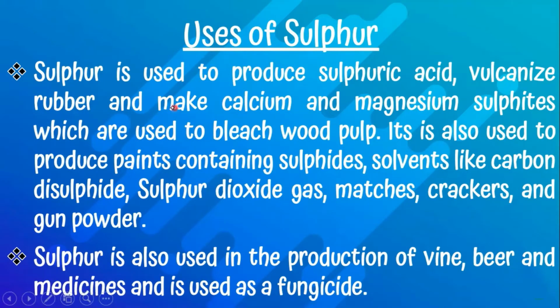Uses of sulfur. Sulfur is used to produce sulfuric acid, vulcanize rubber, and make calcium and magnesium sulfides, which are used to bleach wood pulp. It is also used to produce paints containing sulfide solvents like carbon disulfide, sulfur dioxide gas, matches, crackers, and gunpowder. Sulfur is also used in the production of wine, beer, and medicines and is used as a fungicide.